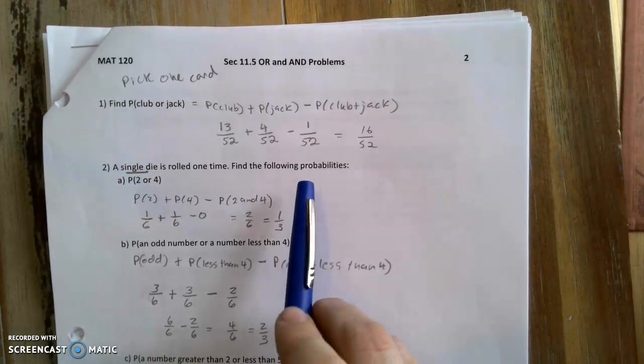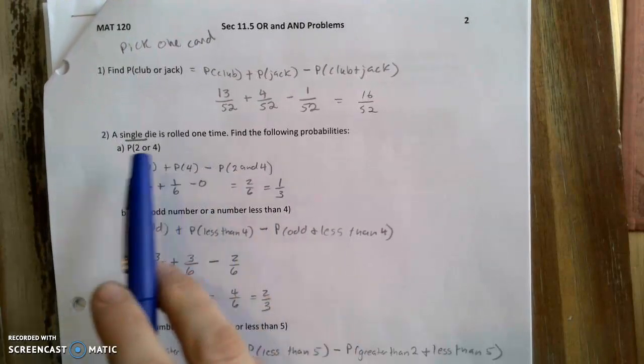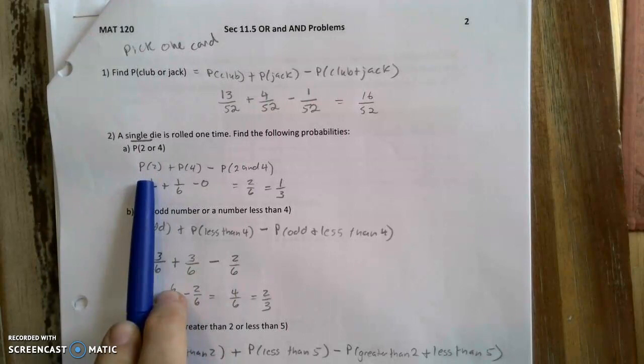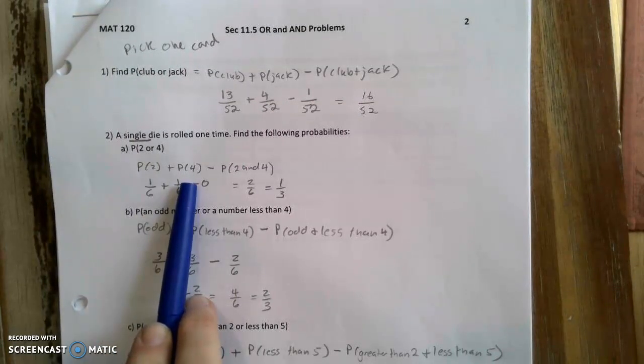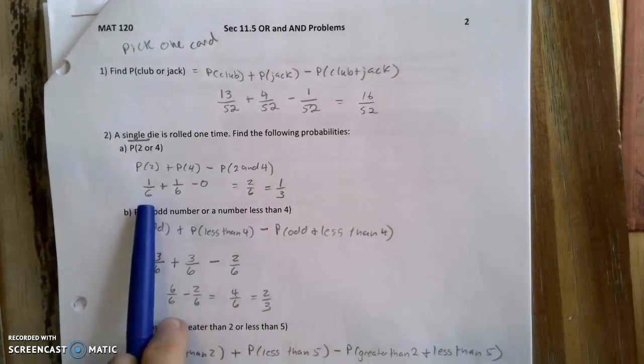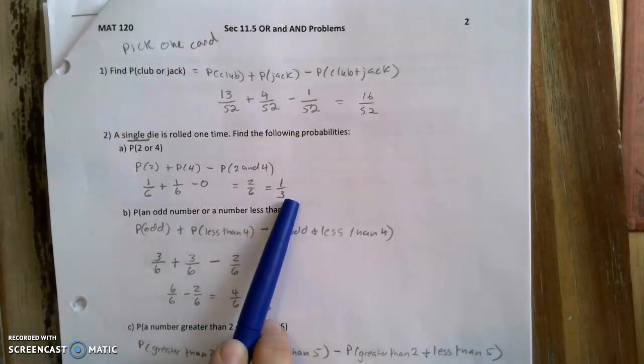All right, let's suppose a single die is rolled one time. Let's find these probabilities. First, a 2 or a 4. We want to find the probability of a 2 plus the probability of a 4 minus the probability of a 2 and a 4. We're just going to add those together, but notice it's 0 for the probability of a 2 and a 4. That's just not possible. When you roll a die, you have a 2 or you'd have a 4, you couldn't have both. So when we combine those, that's just 1/3.